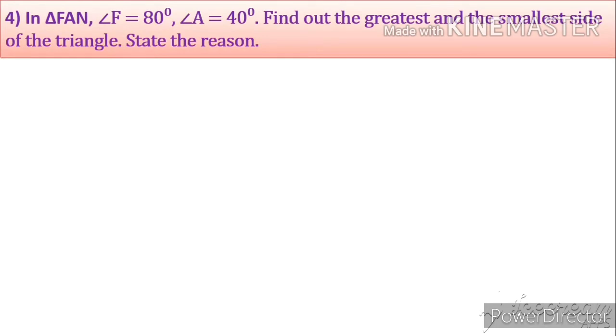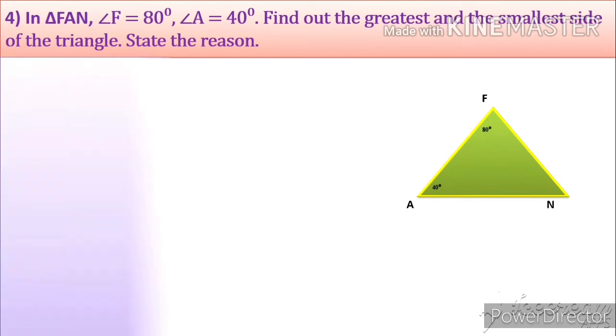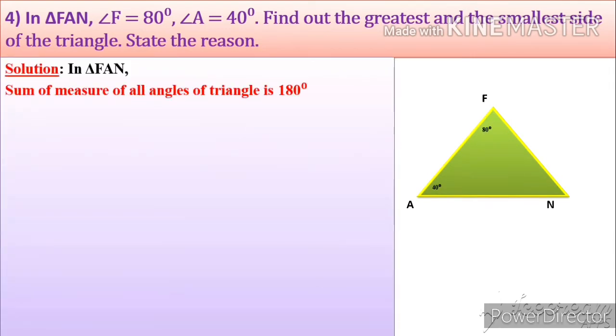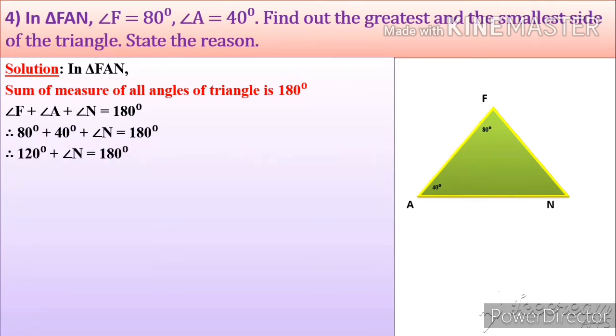Now, question number 4 is given in triangle FAN, angle F is given 80 degree, angle A is given 40 degree. Find out the greatest and the smallest side of the triangle, state the reason. Student, in the triangle we have the value of two angles, we have to find the value of the third angle. So here we will take sum of measure of all the angles of a triangle is 180 degree. First of all, we will find the value of angle N. So here, student, we found the value of angle N is 60 degree.